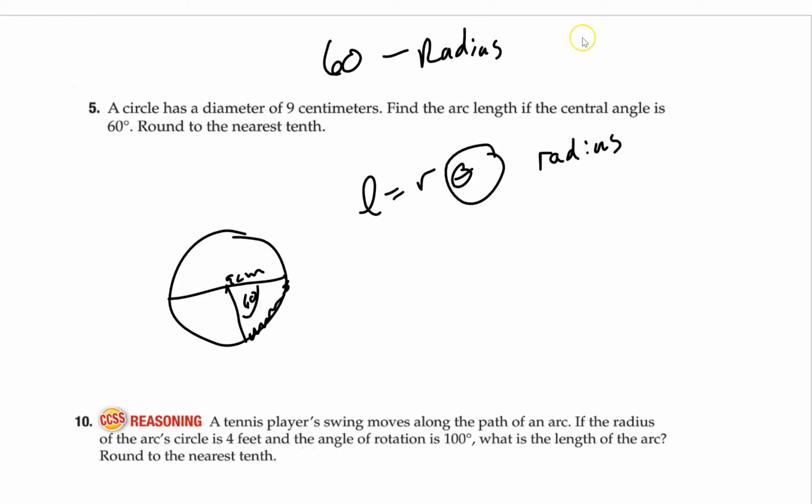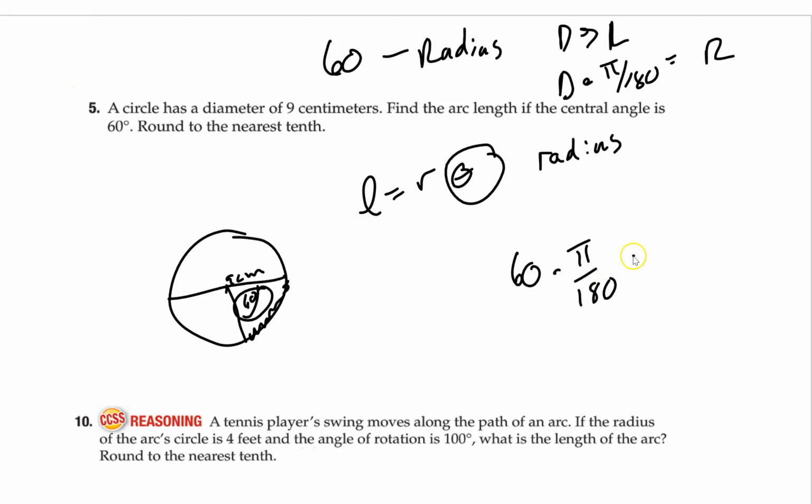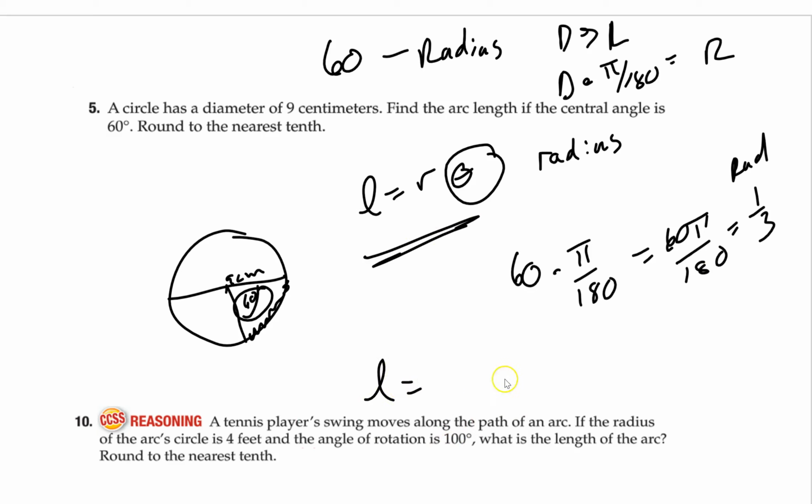Now all we do is use the formula. I want to go from degrees to radians. It is your degree times pi over 180. And that gets you to radians. So in this case, my angle is 60. So 60 times pi over 180 gets me 60 pi over 180, which would get me pi over 3. So that's my radian measure, pi over 3. So if I'm using this formula, it's going to be L equals my radius, which, since 9 is the diameter, is 4.5, half of that, times pi over 3. And you get an answer. And that's the idea.